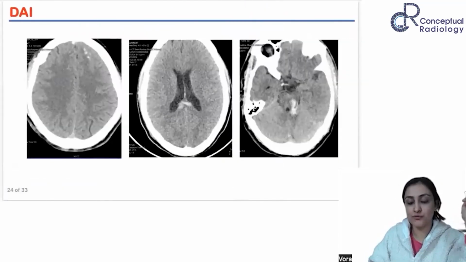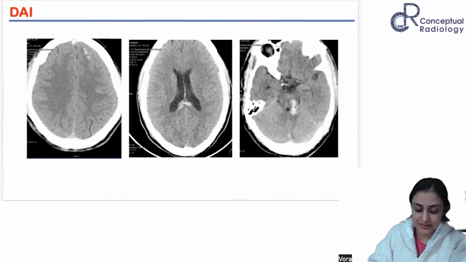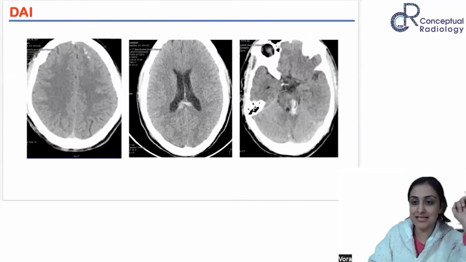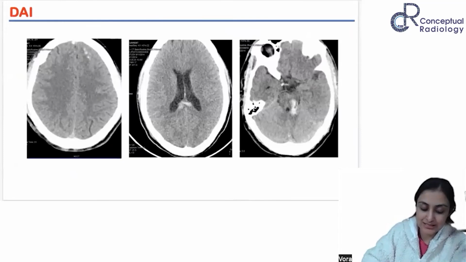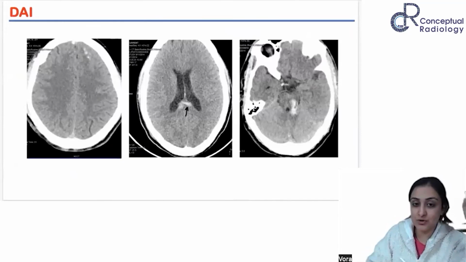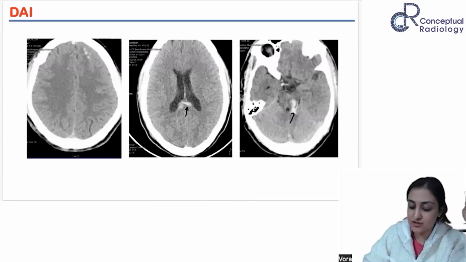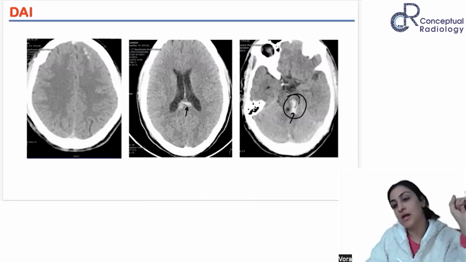So let me show you a few cases here. Look at this. This is how they are not at the cortex. They are at the gray white matter junction, small bleeds. This is when you suspect a diffuse axonal injury. Look here, you can see this at the corpus callosum, right? Can you see these micro bleeds at the corpus callosum? And then stage 3, you will see them involving the brainstem.